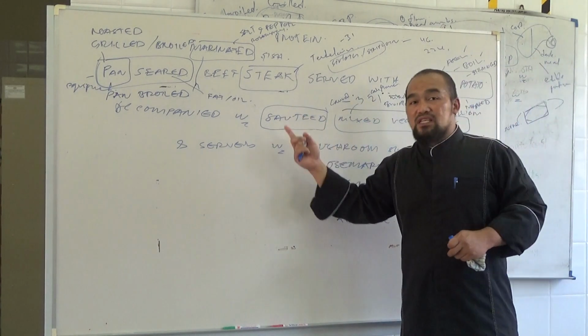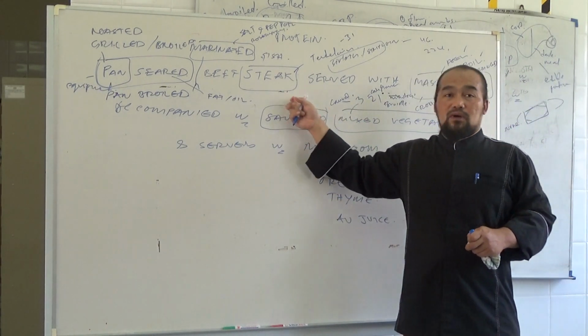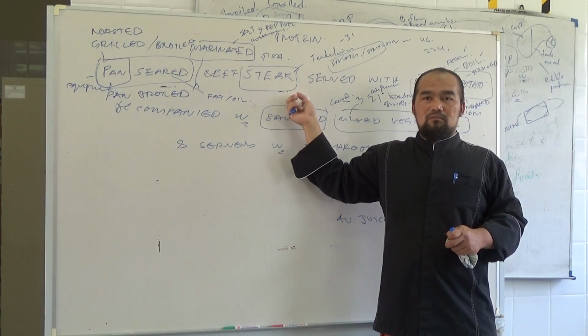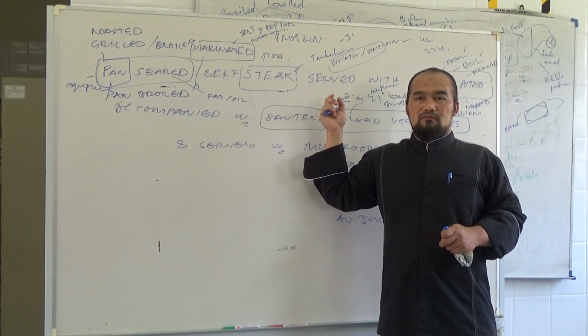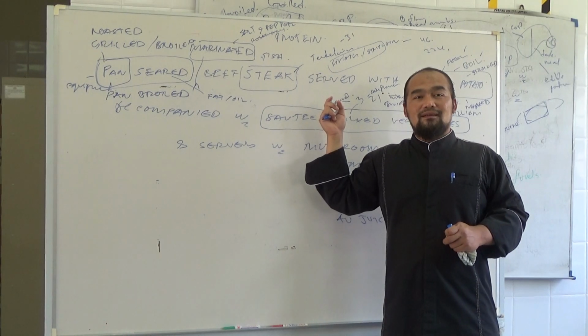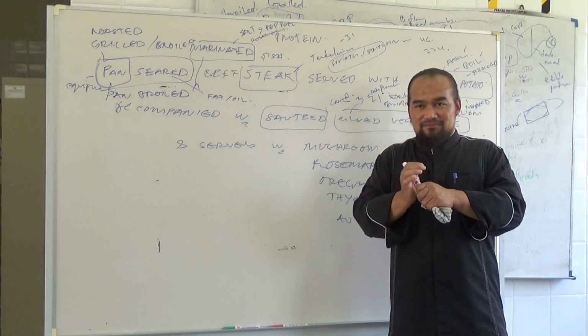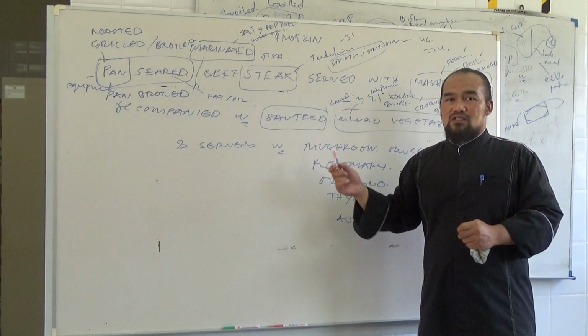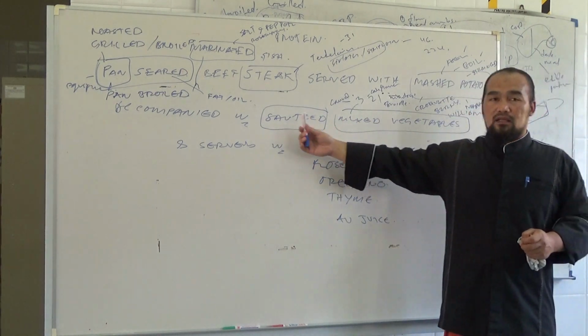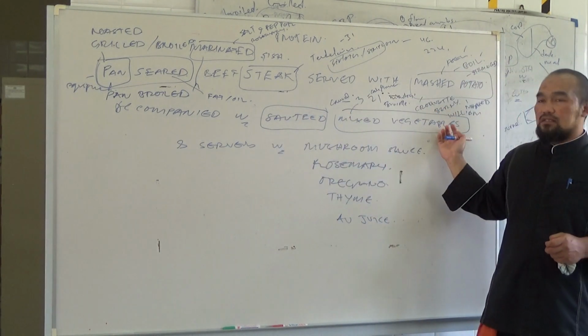Okay, and then we saute with what? Chopped onion or chopped garlic? Chopped garlic, and then salt and pepper. Then it becomes our sauteed mixed vegetables.